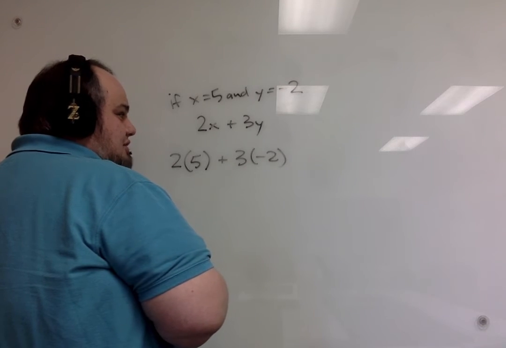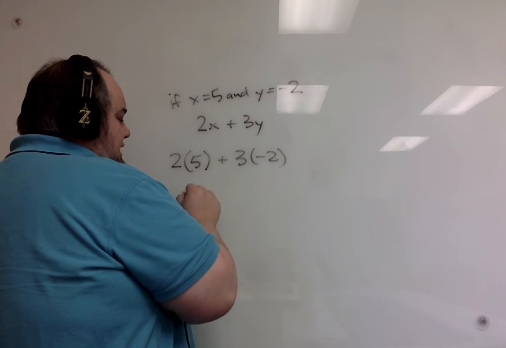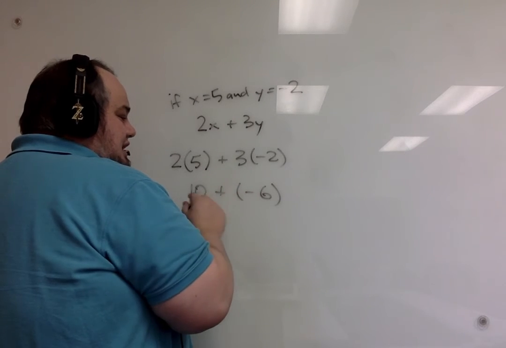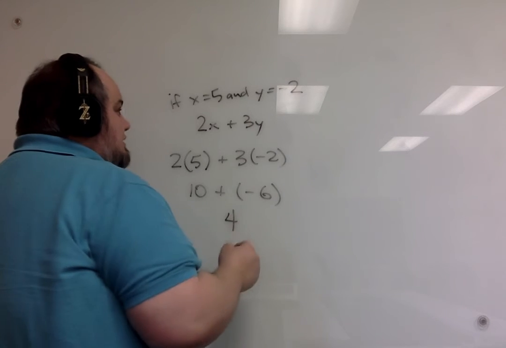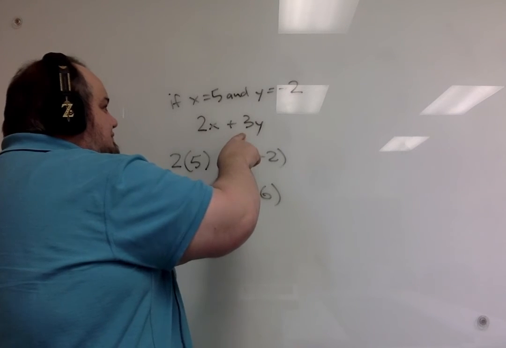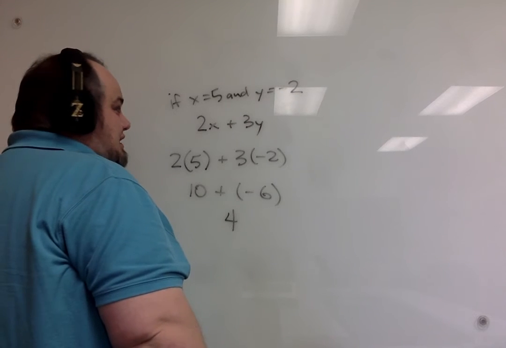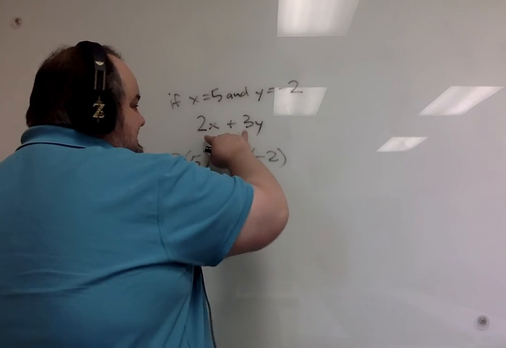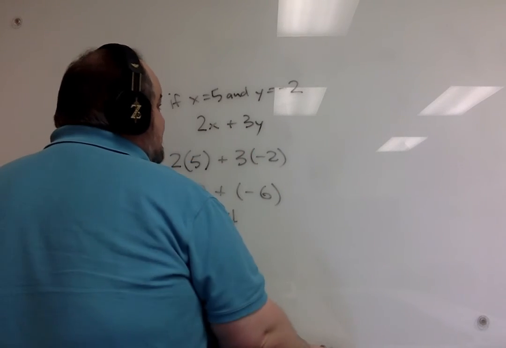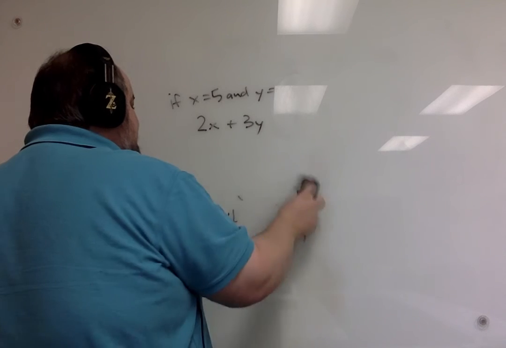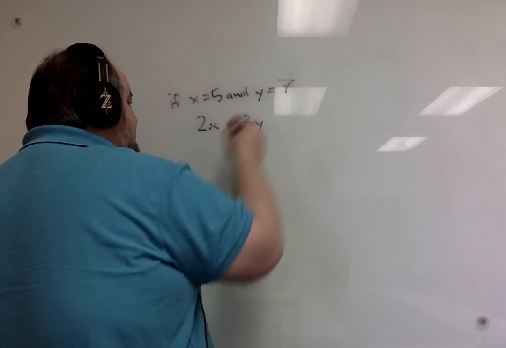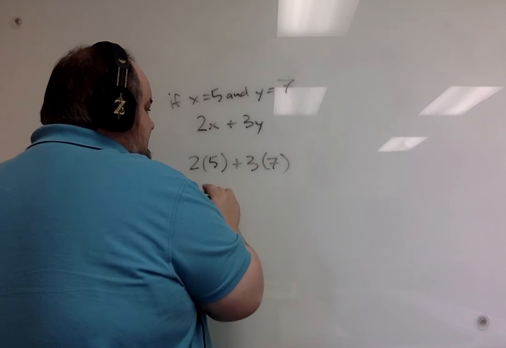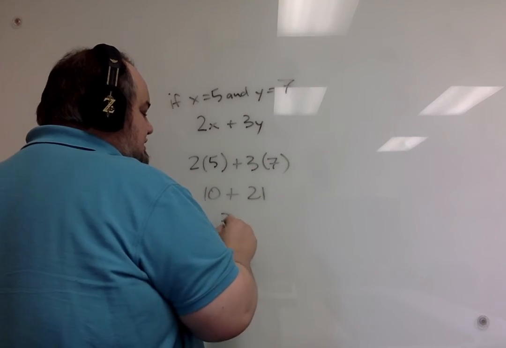And then you would follow the order of operations. So it says multiply first, 10 plus negative 6, and then we're going to add. 10 plus negative 6 is 4. So when we evaluate this using these, then we get 4. Now, it might change it and say, okay, the same polynomial, but instead let's evaluate it when x equals 5 and y equals 7. Then we'd have 2 times 5 plus 3 times 7. 10 plus 21 is 31.